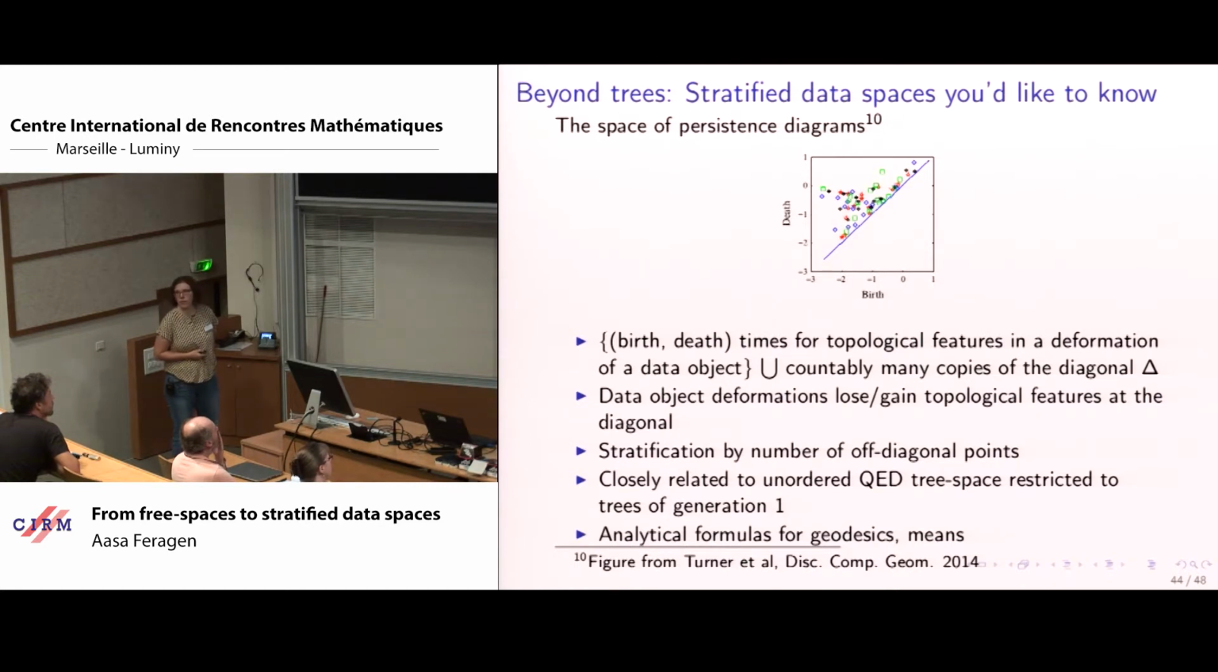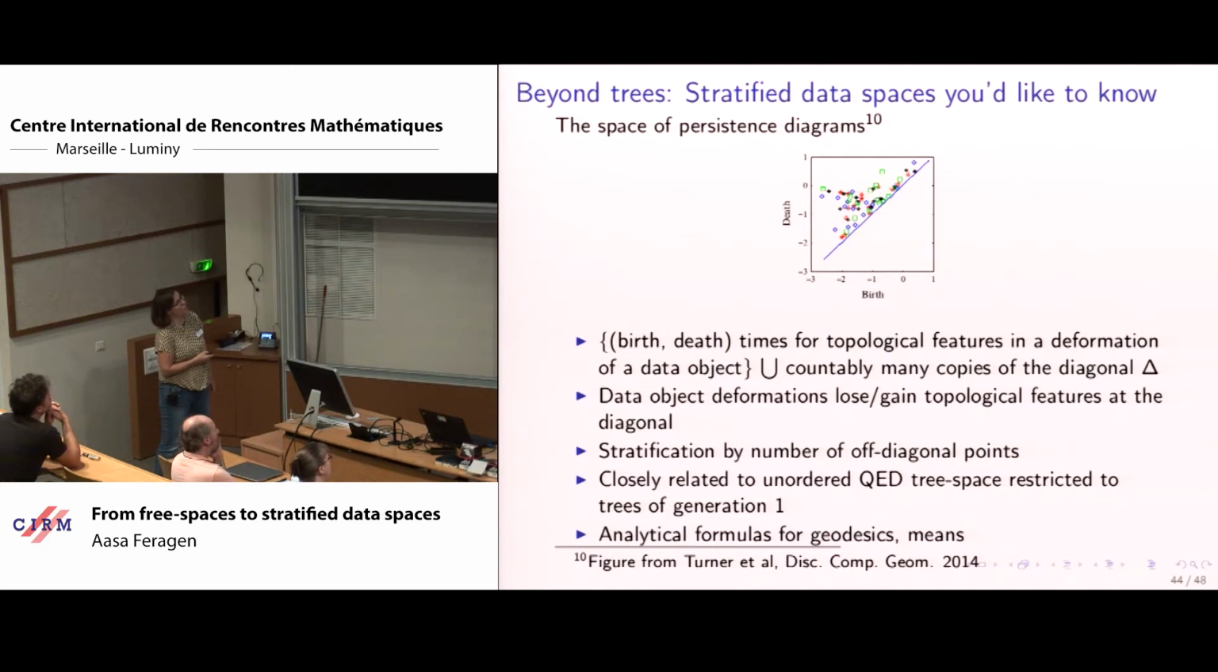So they are birth-death times, as you have some data object, and you deform it through time. And as you deform it, you will have topological events. You will have topological features that are born, and then they die. They can be, for instance, new loops in your data, or something like this.